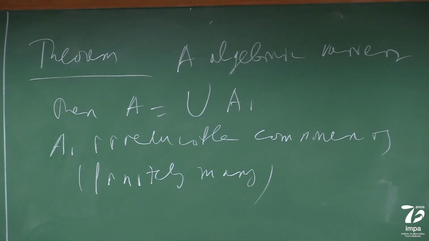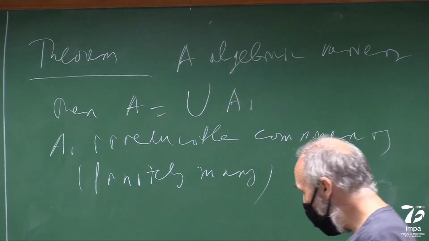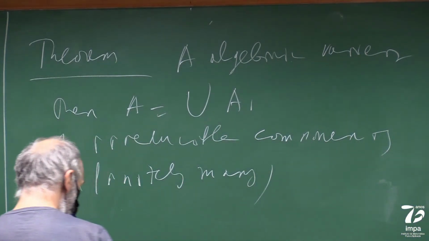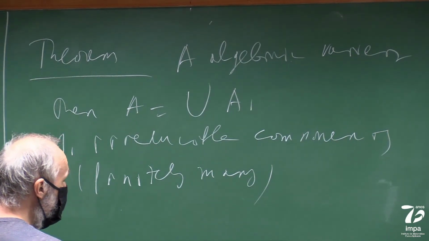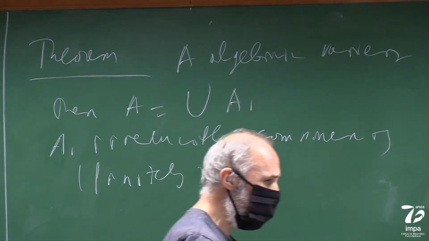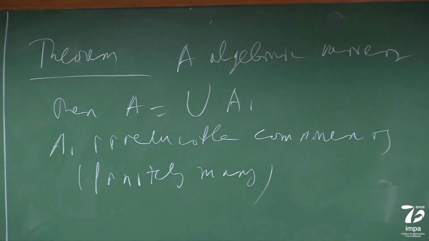Okay, so what we immediately obtain is that there can be infinitely many. Since we don't have descending chains, this already puts strong restrictions on the possible decomposition we might have. This is the main idea.